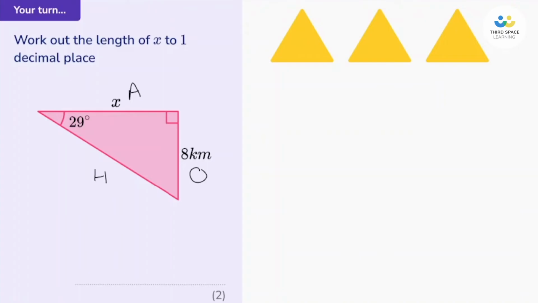Okay, let's write down the SOHCAHTOA triangle. So I've got some triangles and let's fill them in. So I've got sine is equal to opposite divided by hypotenuse. Cos is equal to adjacent divided by hypotenuse. And tan is equal to opposite divided by adjacent. SOHCAHTOA.